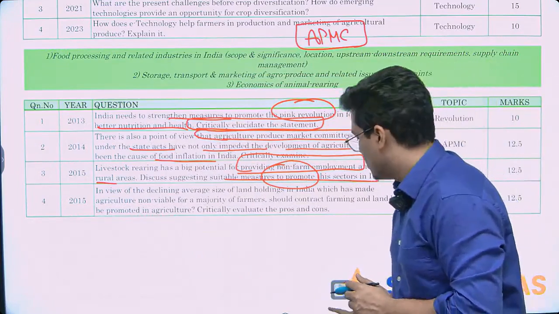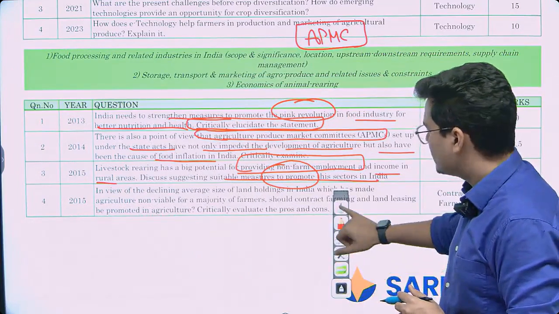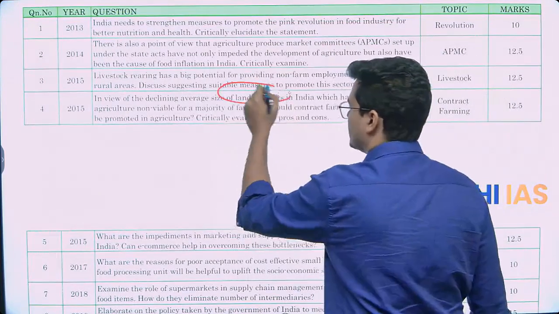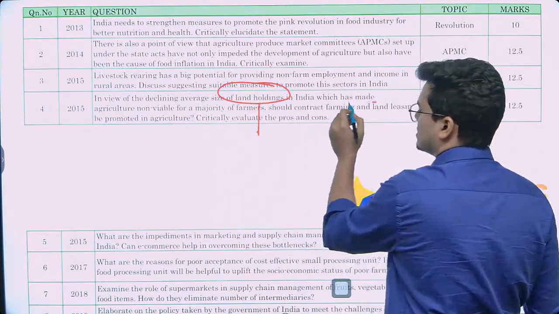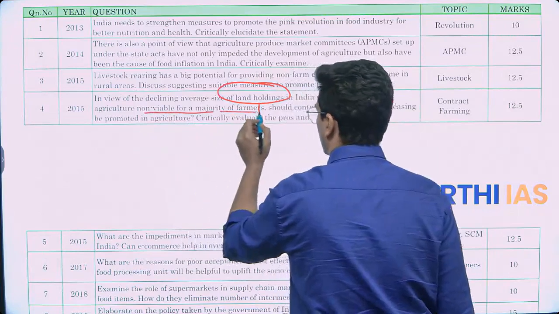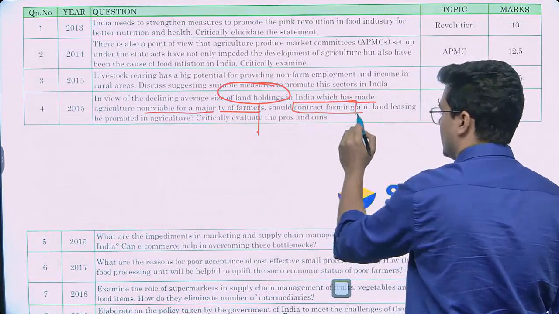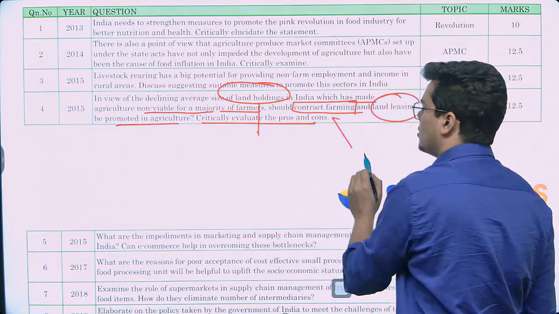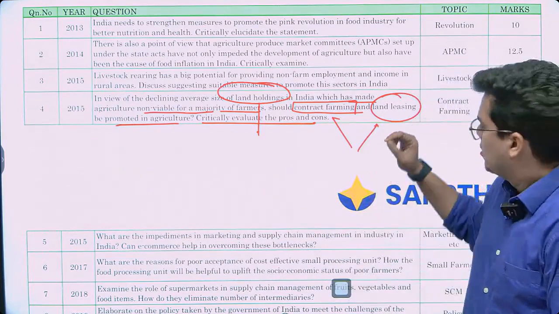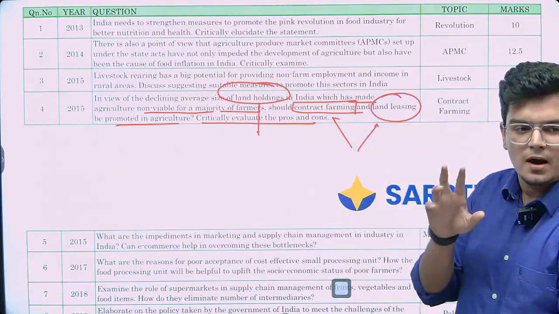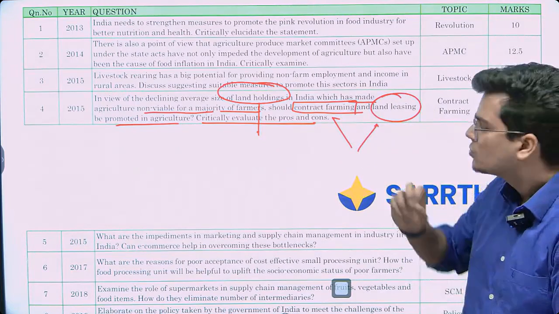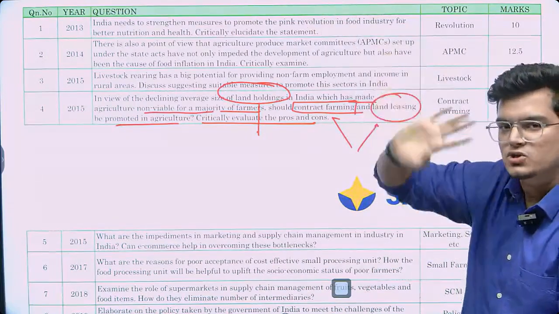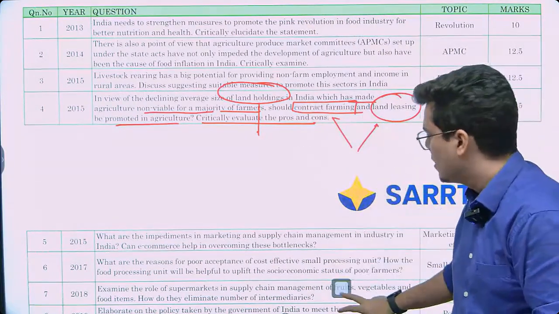Then, in view of declining average size of land holdings in India, so this is a land question, average size of land holding in India, which has made agriculture non-viable for a majority of farmers, should contract farming and land leasing be promoted in agriculture? Critically evaluate. And if you know about the 3 farm laws, land leasing and contract farming were part of the new farm laws that were introduced. So again the question is linked to that, and this has been a very long sustained issue in Indian agriculture. That's why this question must have come. Let's see ahead.